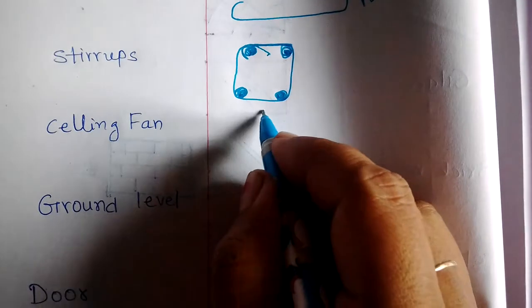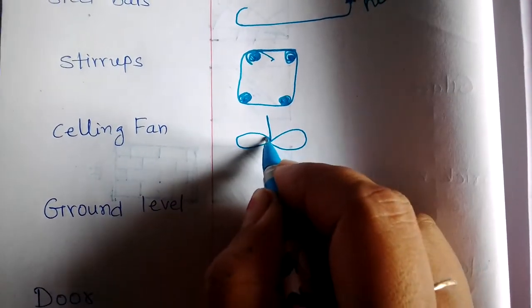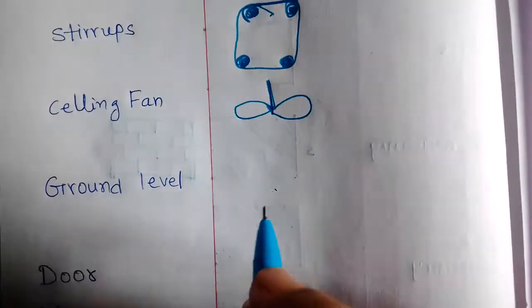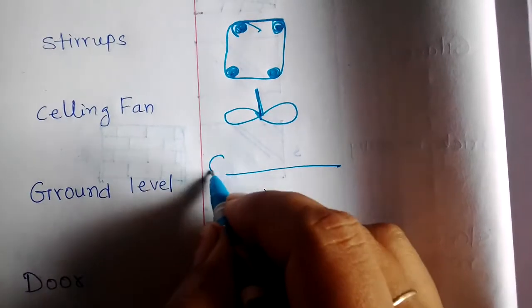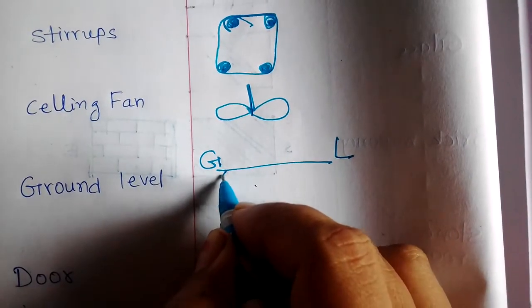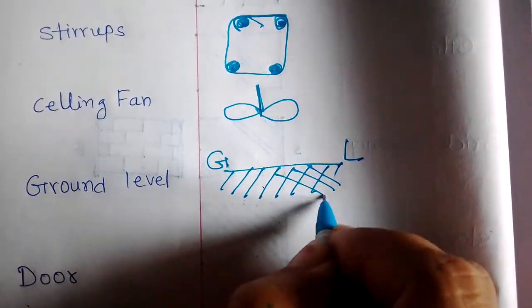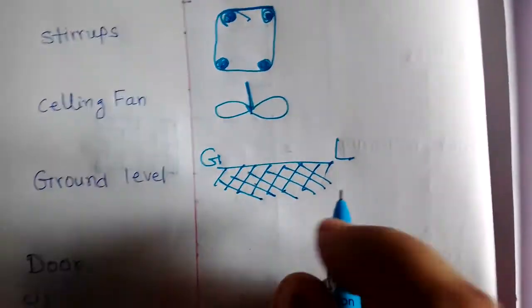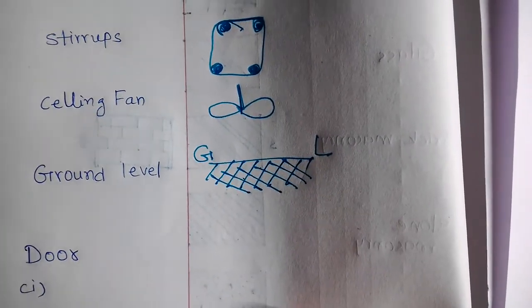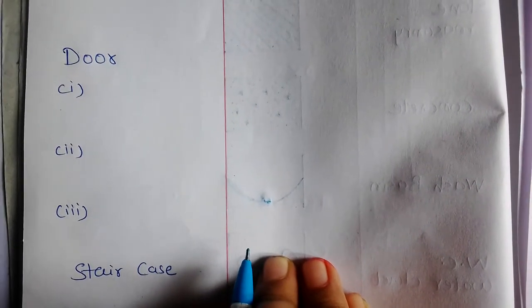Now ceiling fan. This is the graphical symbol for the ceiling fan. Now ground level. We have to write here G, at the end L, and for uniformity you have to draw this line at an angle of 45 degrees. Now graphical symbols for the door.